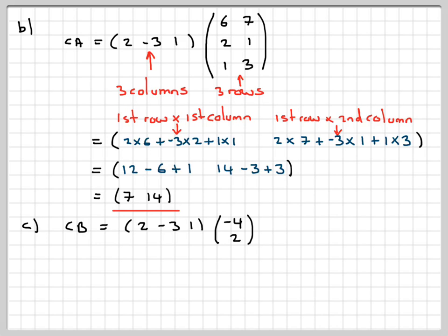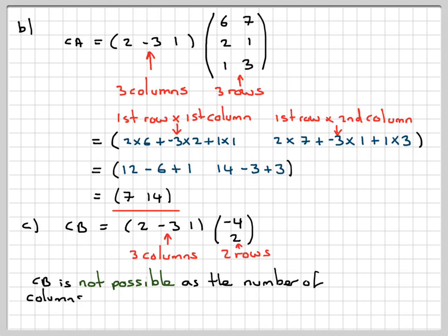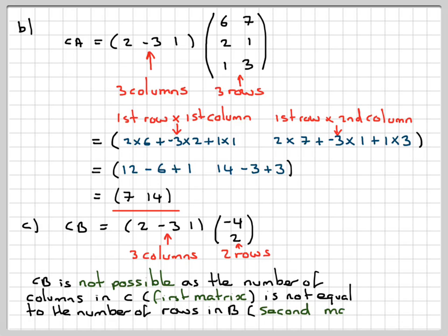CB. Right, here we have 1, 2, 3 columns, and here we have 1, 2 rows. So we have 3 columns and 2 rows, which means these matrices are not compatible and we cannot multiply them together. So CB is not possible as the number of columns in C, the first matrix, is not equal to the number of rows in B, the second matrix.